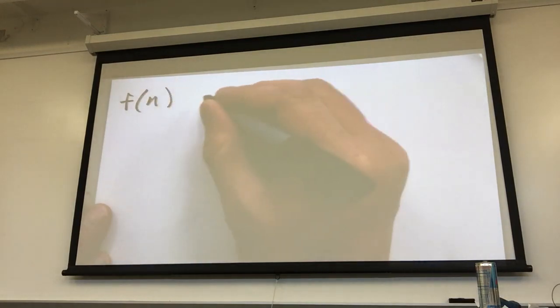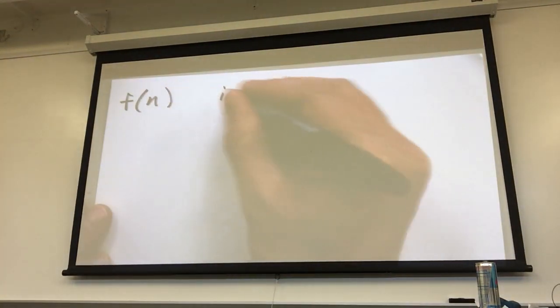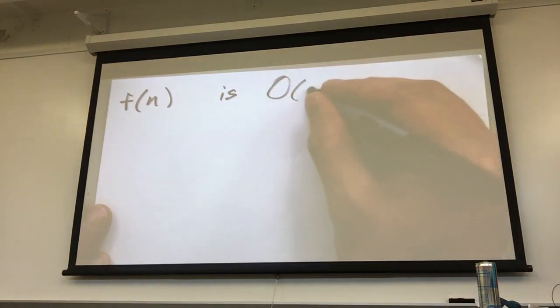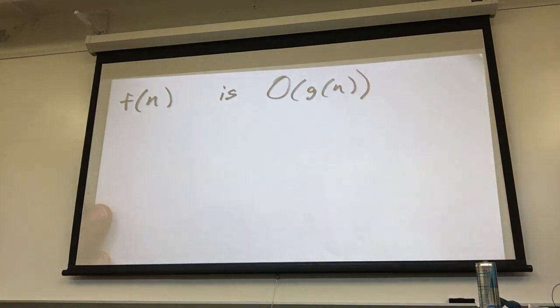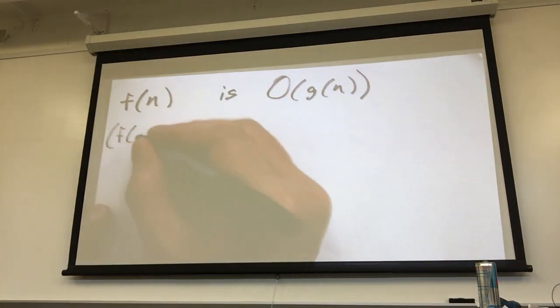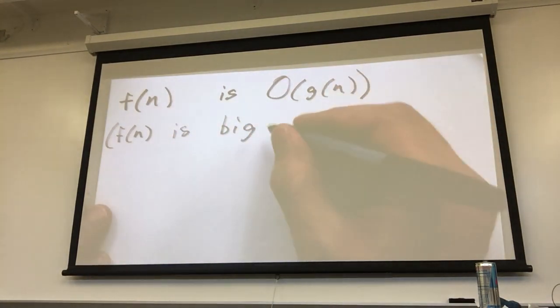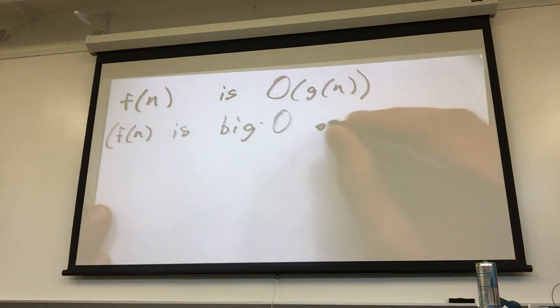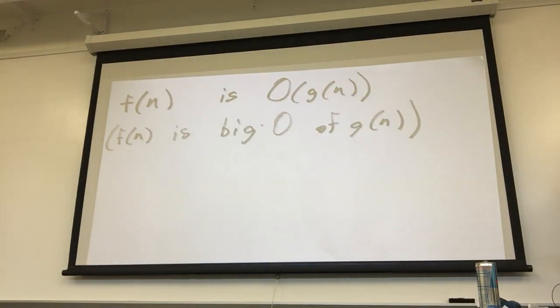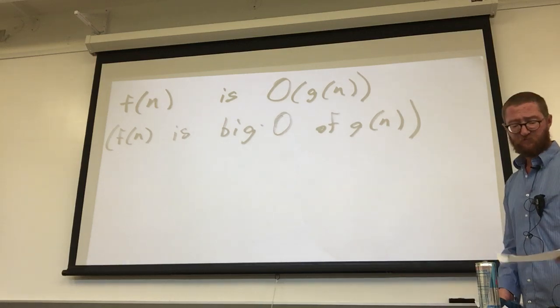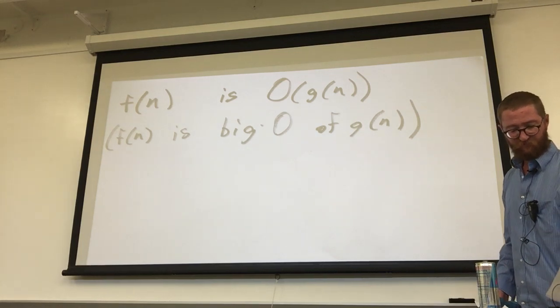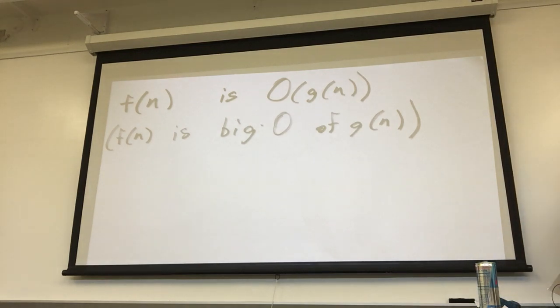Now f of n is big O of g of n. So we did big omega, now we're going to do big O. In case you're curious, is there a little o? Yes. Now, when is this true?